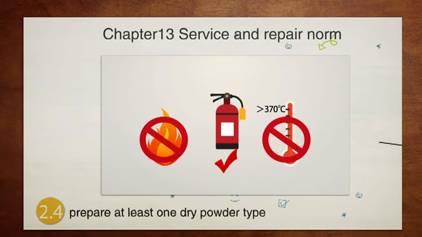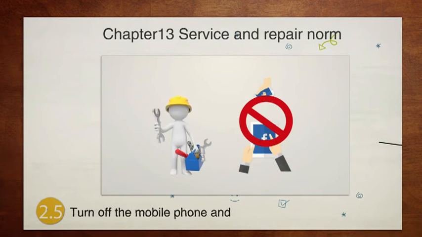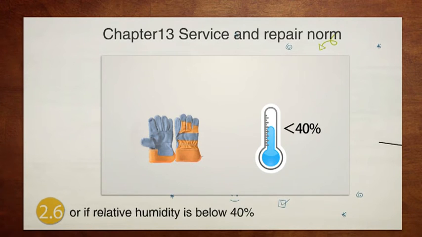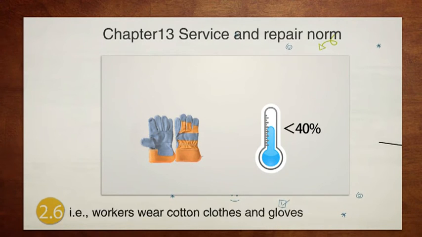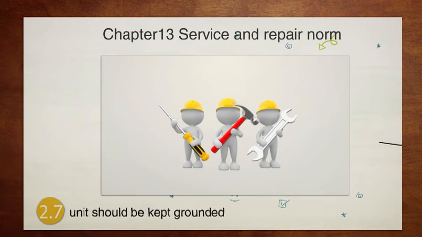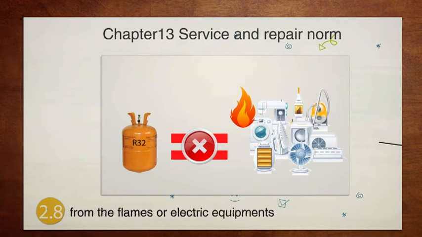Prepare at least one dry powder type or carbon dioxide type fire extinguisher, and also at least one electronic leakage detector. Turn off the mobile phone and other electron radiation equipments. Wear anti-static clothes and gloves in dry season, or if relative humidity is below 40%. During the whole repair process, units should be kept grounded. The refrigerant cylinder should be kept away from the flames or electric equipments.